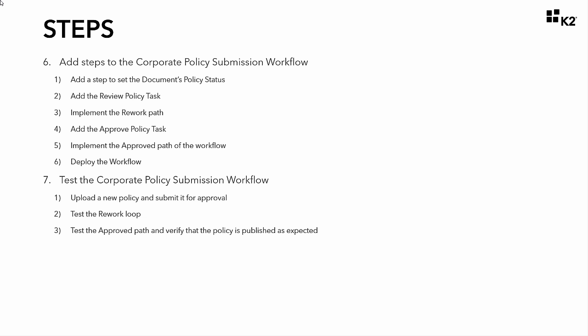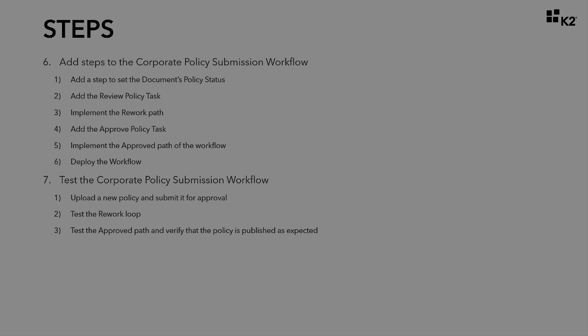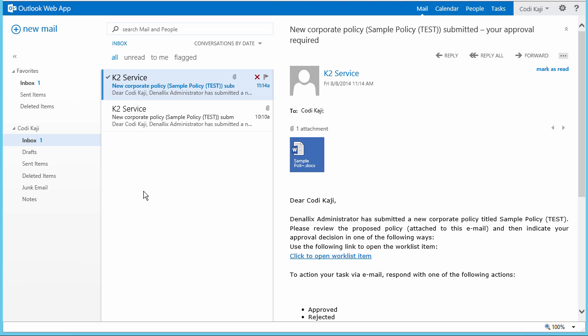In step 7.3, we will finish up our test of the corporate policy submission workflow by validating the approval path, and we'll also make sure the document is moved over to the official corporate policies library. Take a moment if you're in your own environment to ask the approvers for the new policy to open their emails and verify that they received the submitted policy as an attachment.